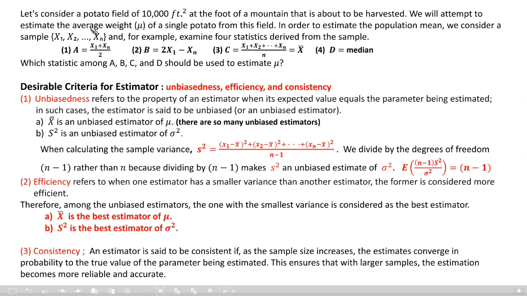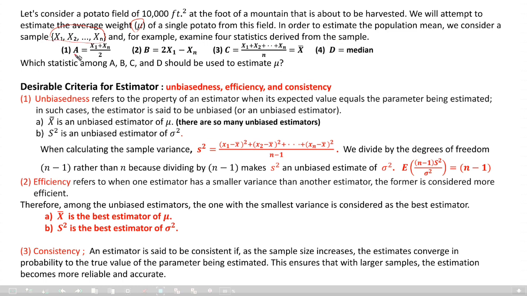Let's consider a potato field of 10,000 square feet at the foot of a mountain that is about to be harvested. We will attempt to estimate the average weight mu of a single potato from this field. In order to estimate the population mean, we consider a sample X1, X2, Xn. Okay, this is at the planning stage.